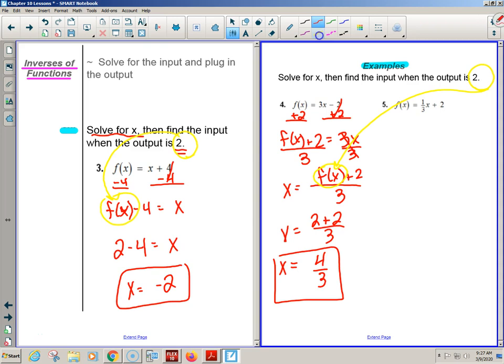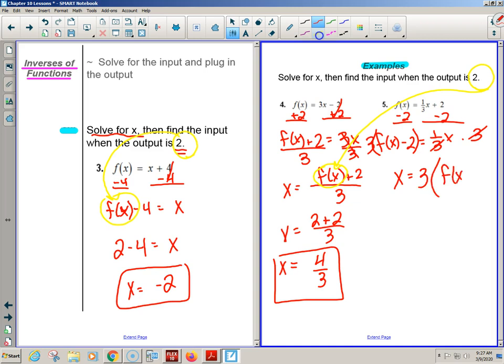So did anybody keep doing number 5 as we're in our last few seconds of class? What did you guys do for number 5? You subtract 2. Good. You got 1/3 X is equal to f of X minus 2. Then what? How do I get rid of the 1/3 though? Close. I think it'd be easier to multiply by 3. So I get X equals 3 times.